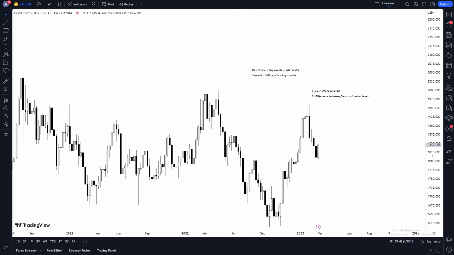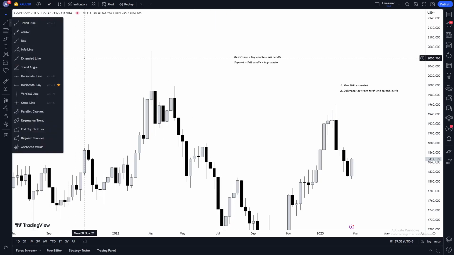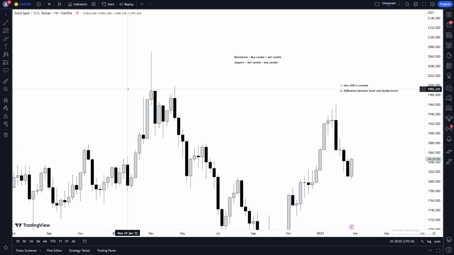Very simple. Remember how I told you we have two candles, a buy and a sell candle. Once the sell candle is closed, we have resistance. So how exactly do we draw it? We take a line. This is the most correct, the most strict way for us to actually draw it. You can take a trend line, a horizontal line, a horizontal ray, whatever you want. I'm going to use a trend line and straighten it out.